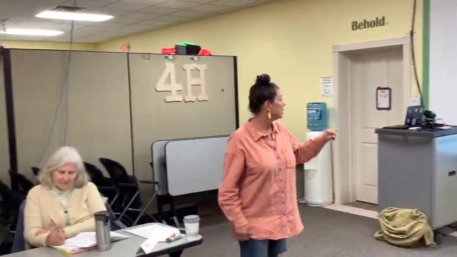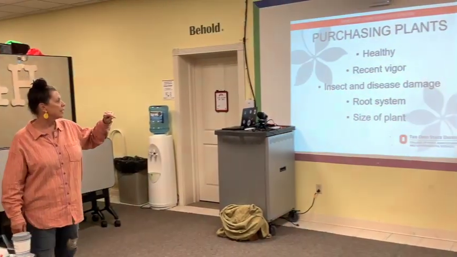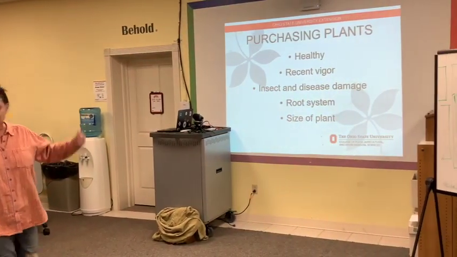The biggest thing when you buy plants is, if you get it home, take it out of the pot and the roots are completely gone, that's not a good sign. Or if you pull it out of the pot and there's no big root system, that's not a good thing. You want it totally established in that pot before you plant it. You're going to look at recent vigor, and we're going to talk a little bit about that in a minute. Insect disease, damaged root system, and size of plant.